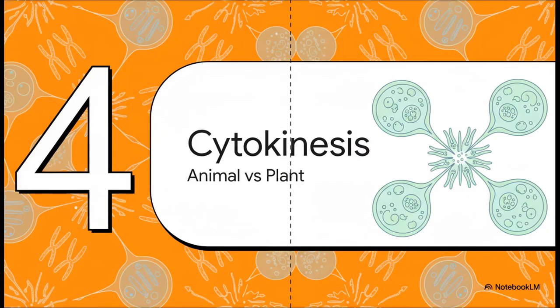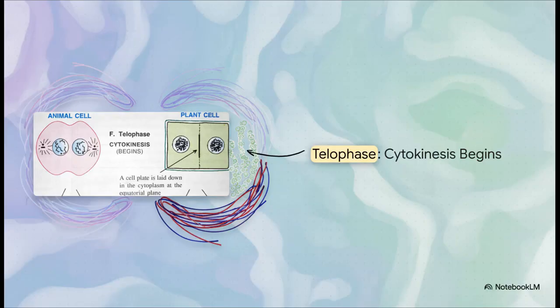Let's look at Section 4, Animal versus Plant Cytokinesis. As the nuclear membrane starts to reform in telophase, the chromosomes thin out and turn back into those tangled chromatin fibers. The two sets of daughter chromosomes have officially reached opposite poles. So, nuclear division is complete, but we're not quite done.